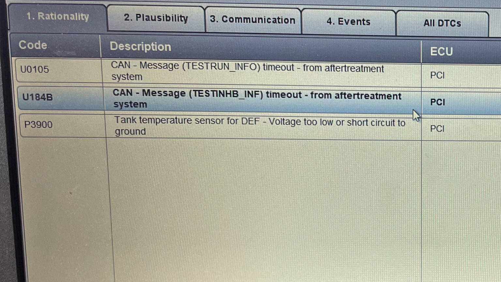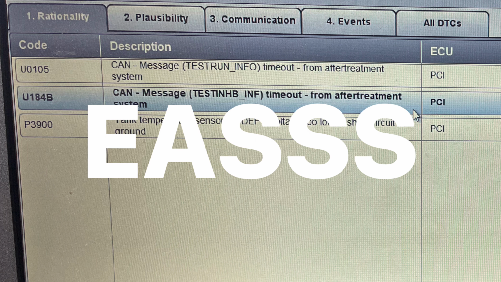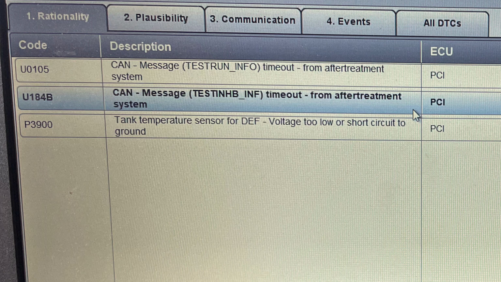You've seen it in books. It's called the EAS. But it's nowhere to be found on this network. And I can't connect to this module. It's just not there. So the best course of attack right here would be to investigate those CAN aftertreatment system messages, missing codes, and go from there.